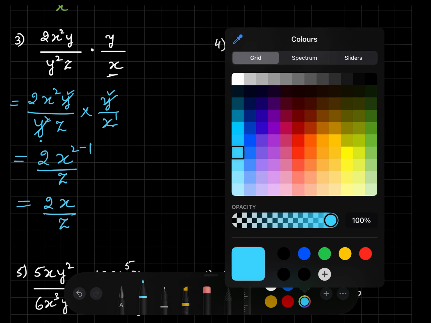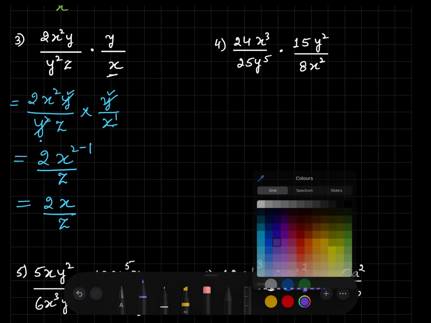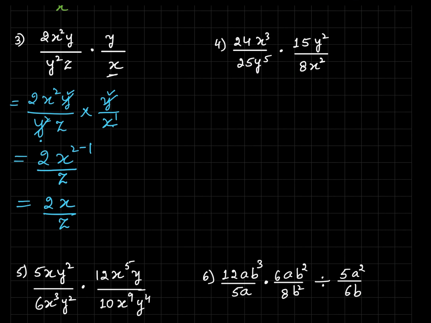Right? I think now it is becoming more and more easier for you. Let us do this one. This is what? 24x cubed over 25y raised to 5 times 15y square over 8x square.